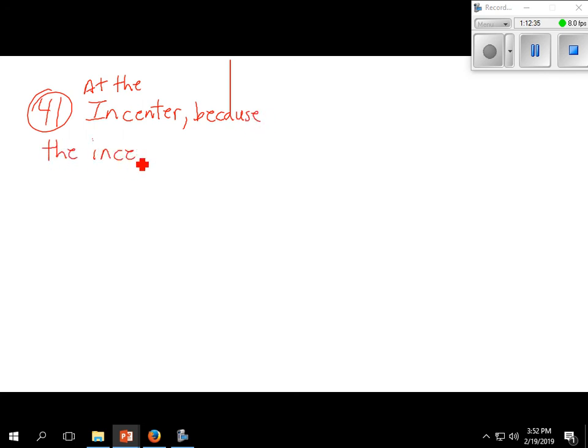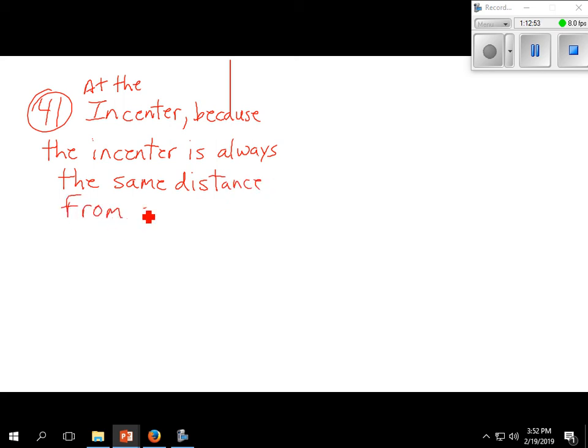the incenter is always the same distance from all three sides of the triangle. The incenter is always the same distance from all three sides of the triangle.